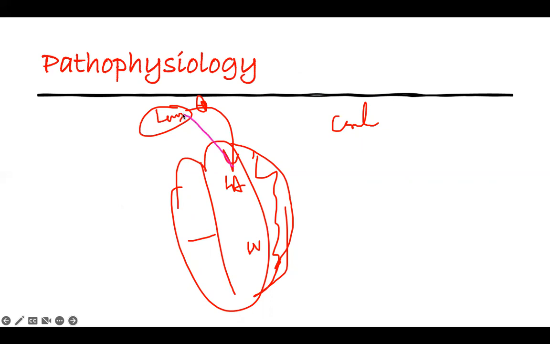You go back to where it came from. It has to go back to the lung. So all the symptoms they're going to have are lung symptoms. So I call left heart failure pulmonary congestion. All your answer choices have to be pulmonary congestion. And what does that mean?